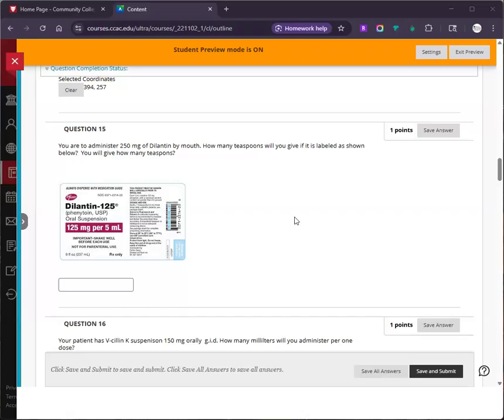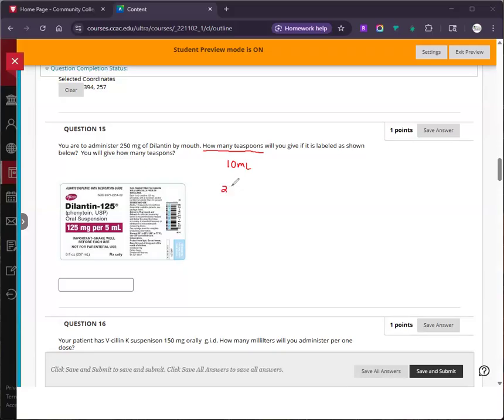So the most common incorrect answer for this, even though you did all the math right, is 10 ml. The reason being is it asks you how many teaspoons. How many teaspoons will you give, not how many ml. Okay. So there are two ways that I would set this up to get to my answer.